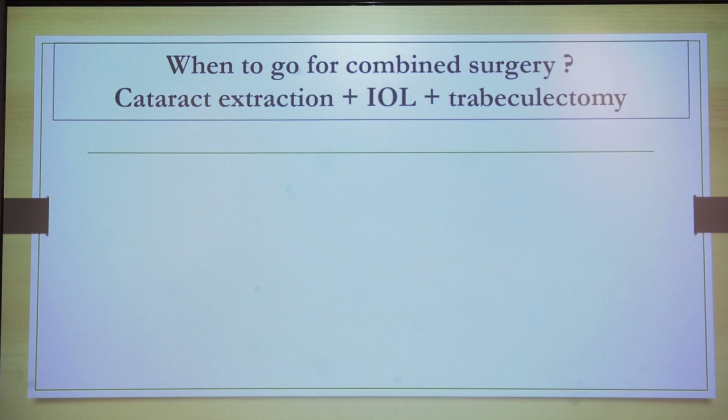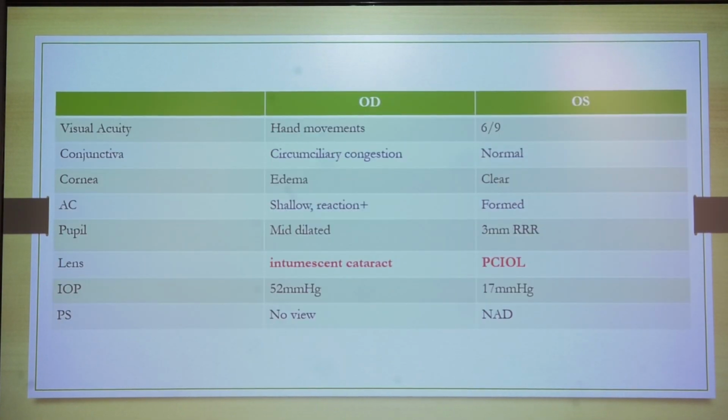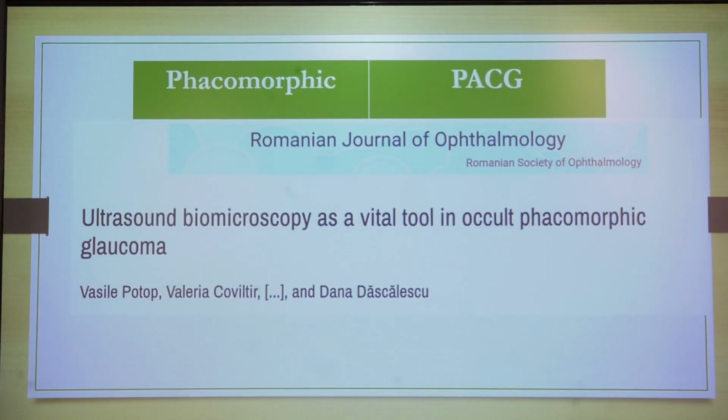Now, the last question is when to go for a combined surgery in such cases. There are studies which have shown that if the symptoms are less than 2 to 3 weeks, then just cataract extraction will give you a good result. There's another study done at CMC where, with a duration of more than 7 days and IOP uncontrolled even on maximum medical management, they did a cataract extraction with a trab. I think because of lack of time, I would stop here.